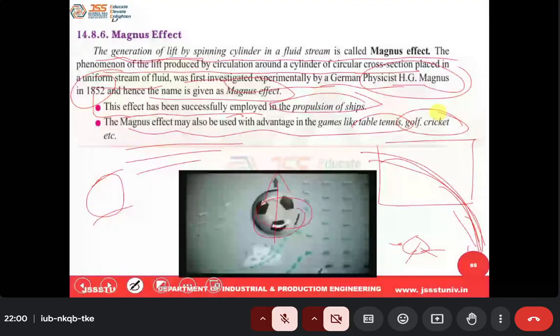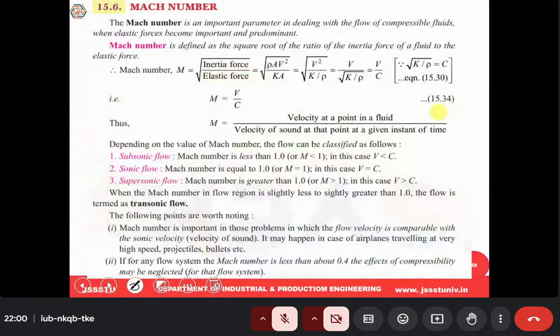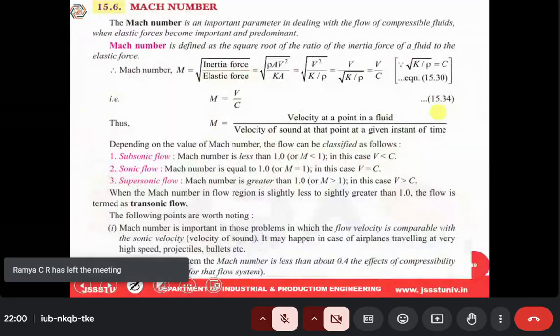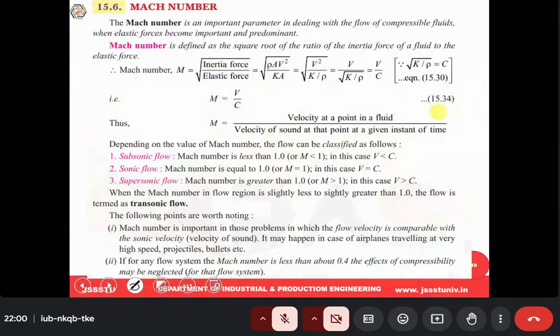Now come to one very important thing in aerodynamics. They are going to talk about the speed of aerodynamic vehicles with respect to the Mach number. I think you have heard about Mach number, right?